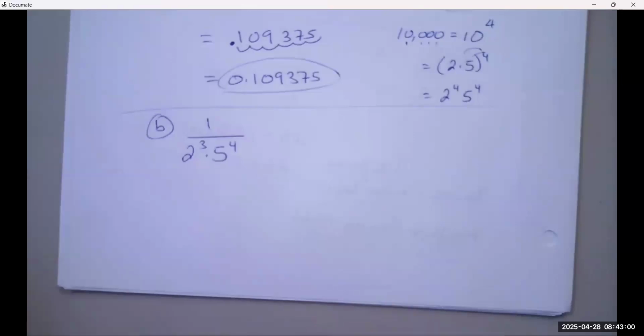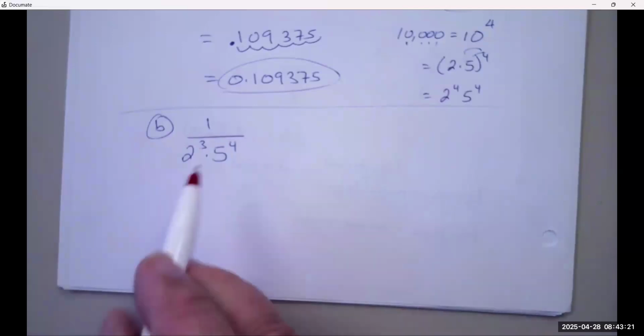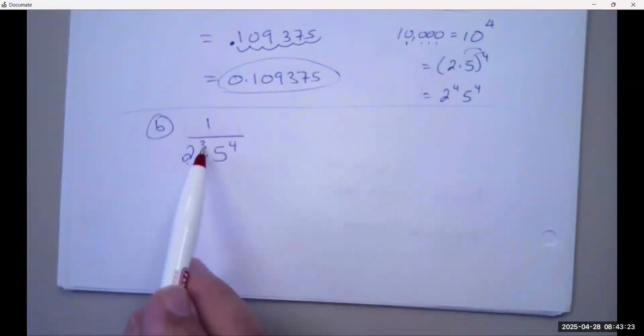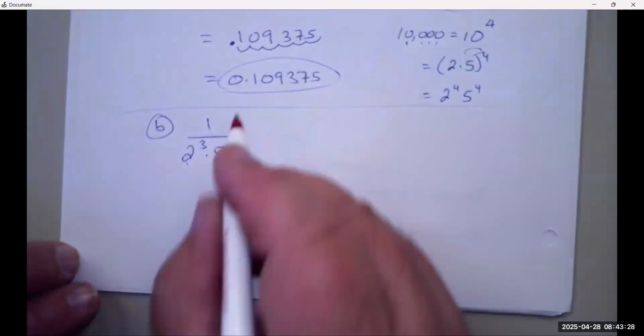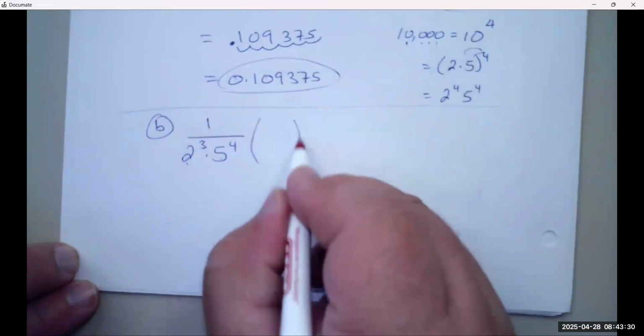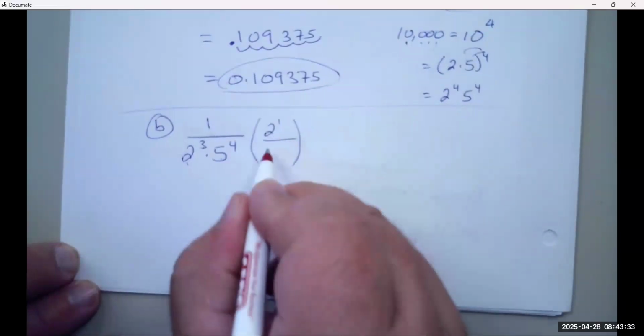How about this one? What are we missing? One more exponent for the two. We're not missing an exponent. We're missing one more 2. The exponent tells us how many we have. This one says we have 3 2s and 4 5s. So we're missing one more 2. So we have to multiply top and bottom by what? 2 to the first power, yeah.